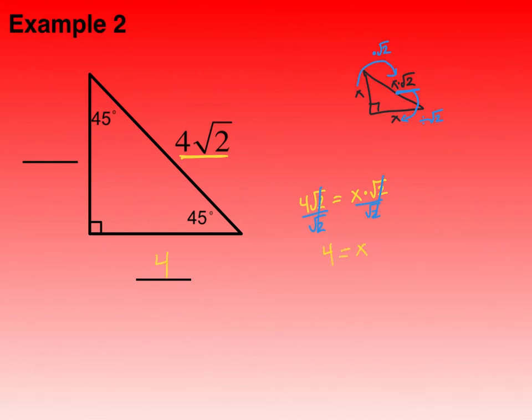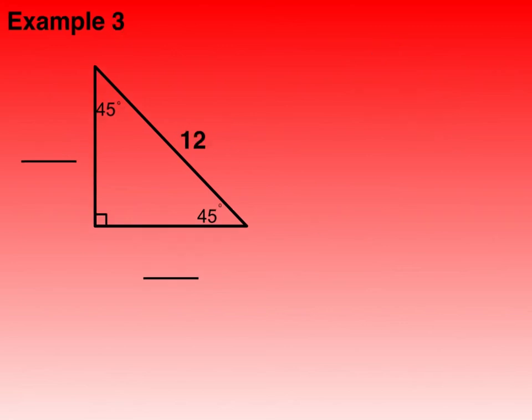So I can put a 4 there, and again, it's 45, 45, 90, so these two segments are congruent, so I can put 4 right there. All right, so now I have a similar idea as what I just had. Again, notice that 12 is my hypotenuse, and the hypotenuse is equal to x times the square root of 2. So whenever I need to solve that equation, I just divide by the square root of 2, divide by the square root of 2. That goes away, and then x is equal to 12 divided by the square root of 2.